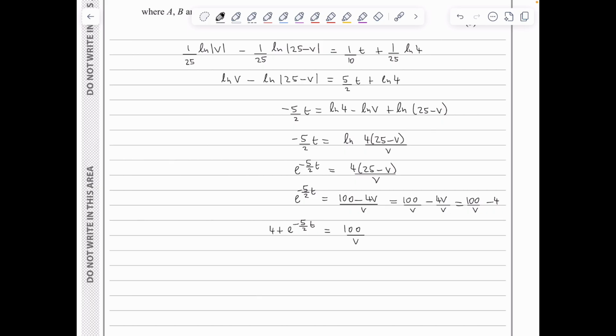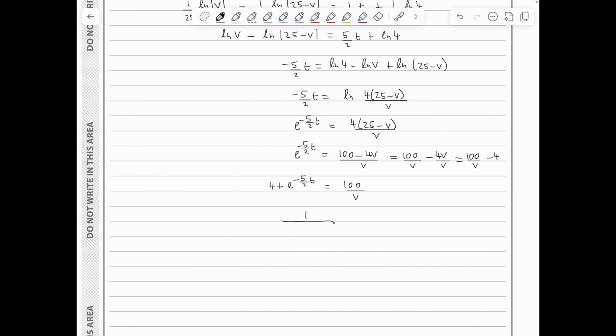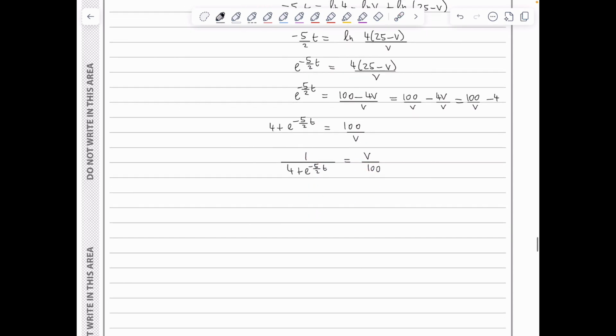And then I can flip both sides. We're looking at 1 over 4 plus e to the minus 5/2 t is equal to v over 100. And then I can cross multiply the 100 here to isolate the v. So we're looking at 100 over e to the minus 5/2 t plus 4 is equal to v.